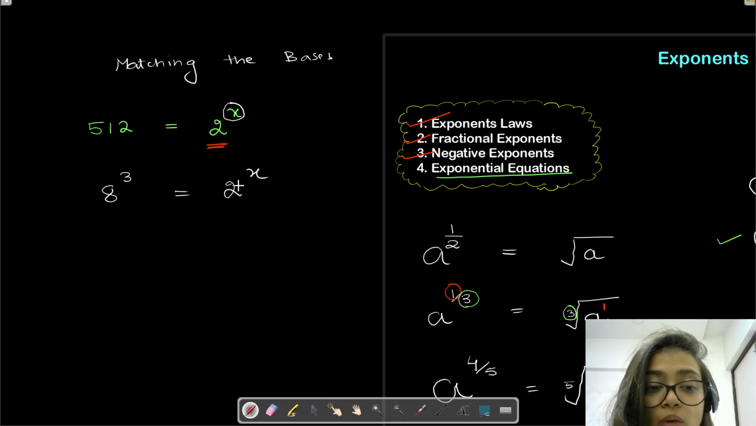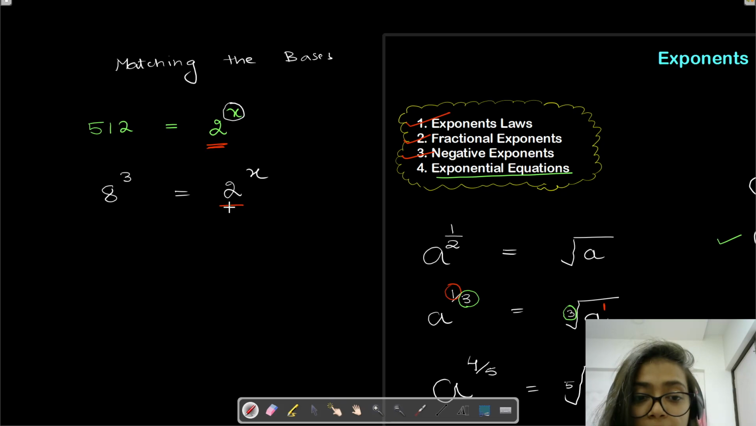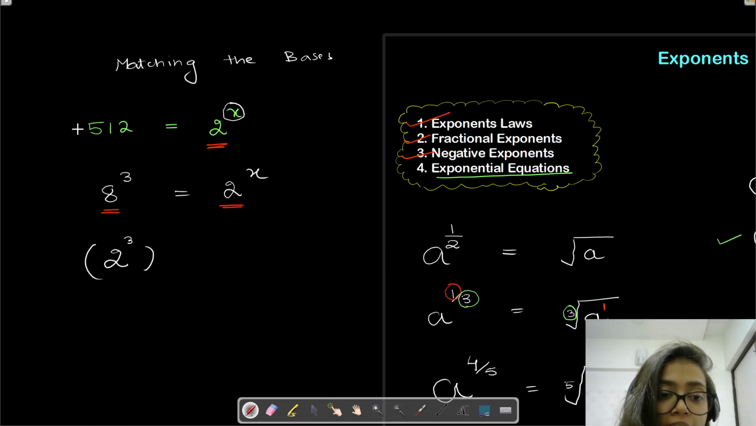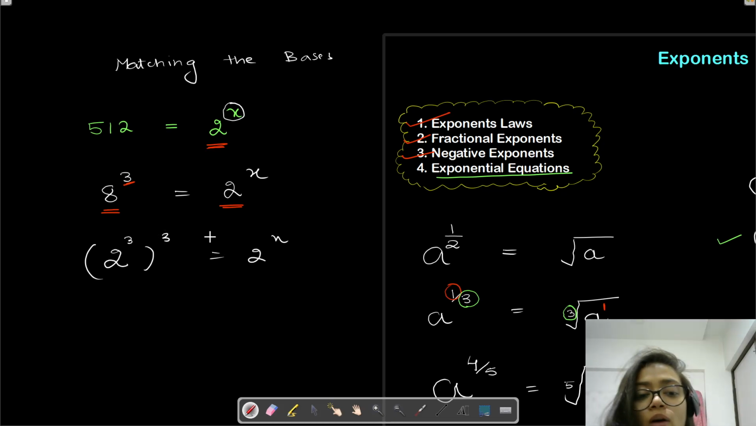This is equal to 2 raised to x. Still the bases are not same, right? On the right hand side the base is 2 and on the left hand side the base is 8. Still the bases are not same. Now I also know that 8 is cube of 2. So 8 can be written as 2 raised to 3, and this 3 we already have. So now I can say that the bases are same, 2, 2.